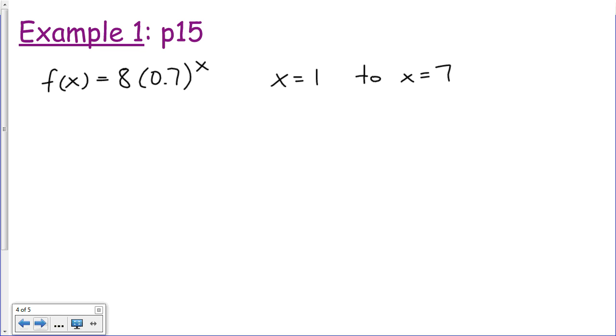Notice, by the way, that they have to give you some interval here along the x-axis, starting at x equals 1 and ending at x equals 7, so we can calculate the area. They can't just give you one x value, they're going to give you 2. So we have an interval.